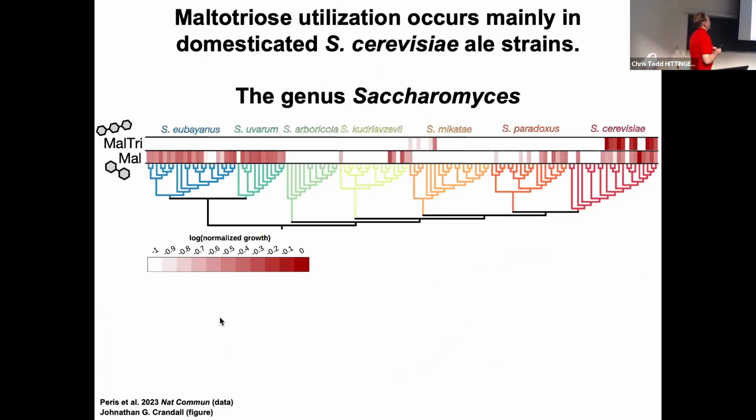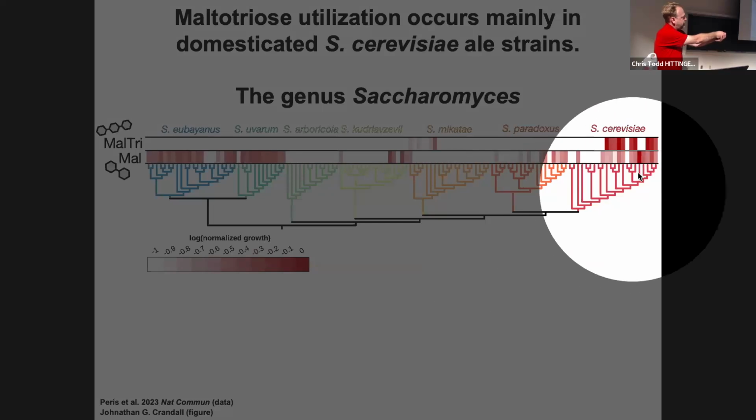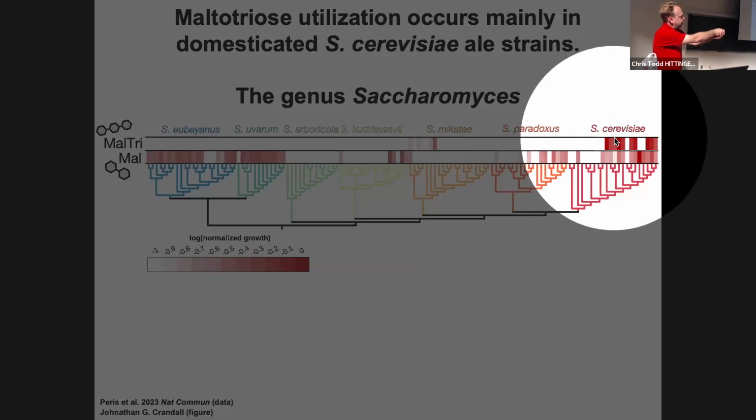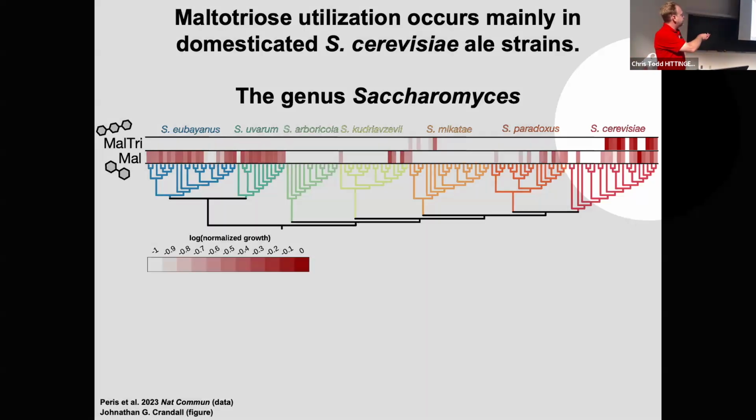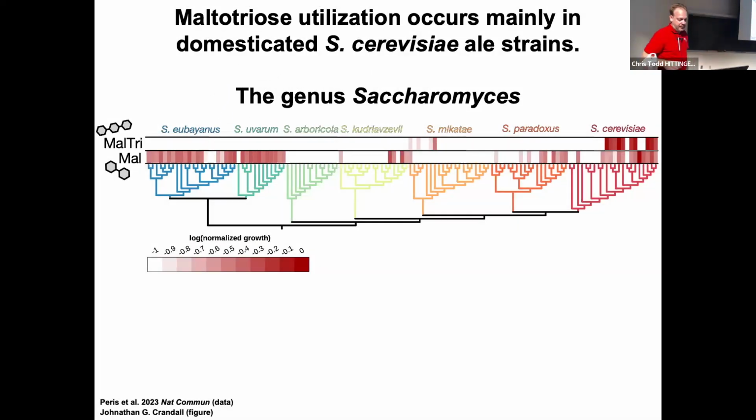So it turns out that in lager yeast, maltotriose utilization comes from the cerevisiae parent. And that trait you can see here in the top row is common in cerevisiae strains, especially those that have been domesticated for bread or beer production. And you can see across there, it's actually quite rare in the genus Saccharomyces as a whole, including in Saccharomyces eubayanus, where it's absent in every strain that's been tested.